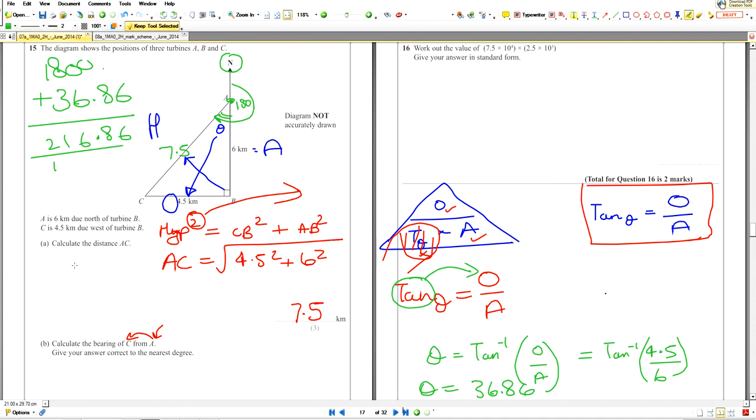So we get 216.86 degrees, but it says give the answer correct to the nearest whole number. So 216.86 becomes what? 217, lovely. 217 degrees is the bearing correct to the nearest degree, because this number 8 here is 5 or more. Okay, we're happy with that.